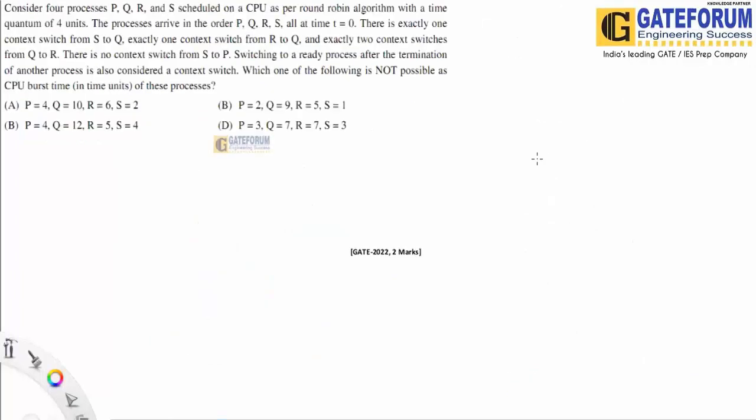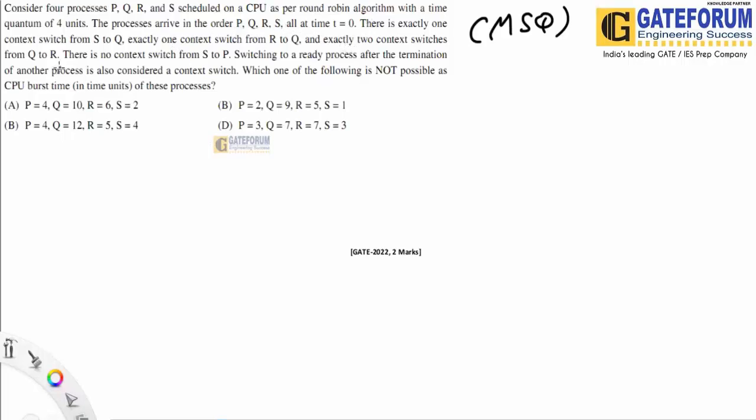Welcome back with another GATE question, which was asked in GATE 2022. This particular question is also an MSQ question, just like the previous one. Here we have four processes, P, Q, R, S, scheduled on the CPU with the round robin algorithm with a time quantum of 4 minutes. The processes arrive in the order P, Q, R, S, all at time 0.